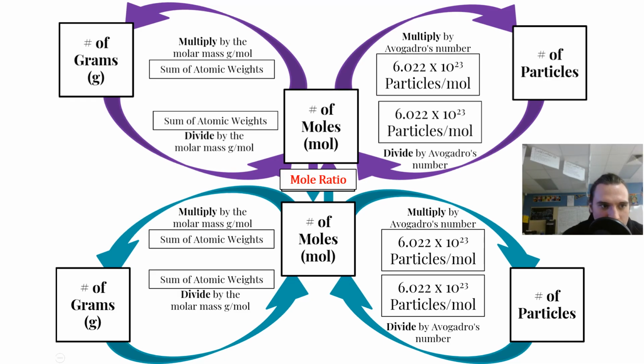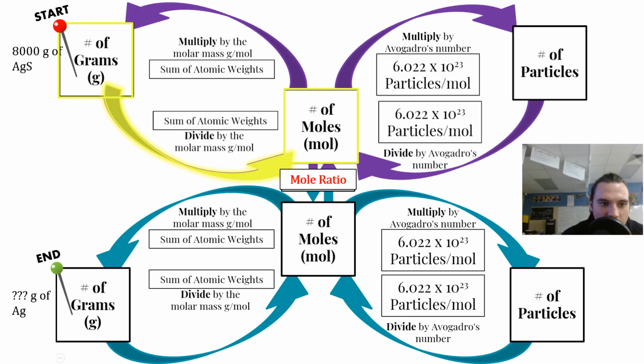Okay. Now, let's chart our path. We are starting with grams of silver sulfide. That's Ag2S. Ag2S is our starting. We want to end with some unknown amount of grams of silver. We want just the silver. Okay. Now, in order to get there, all right, let's trace our path.